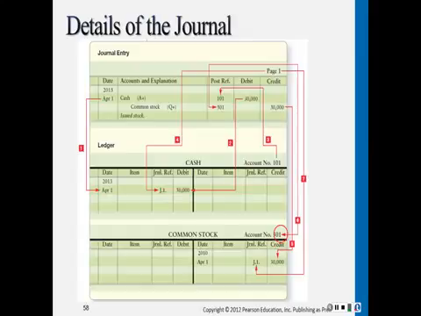This diagram shows the posting process. Number 1, you're putting the date in the ledger. Number 2 is the amount. In this case, it's a debit of $30,000 that goes in the debit column of the ledger. Step number 3 is the account number that goes back to the journal. And step number 4 is the journal page number.